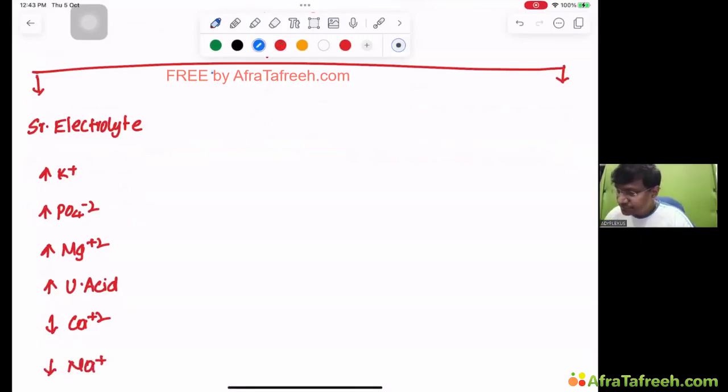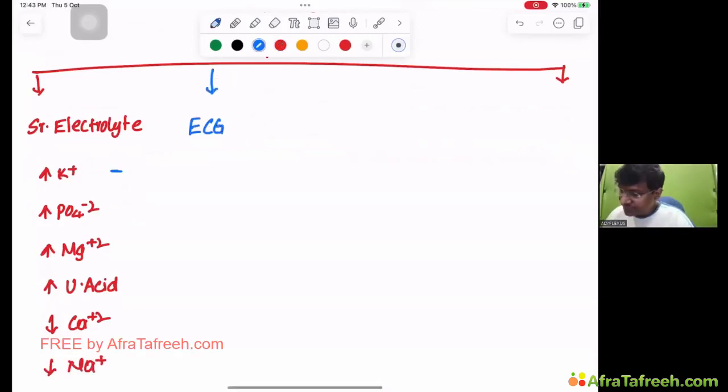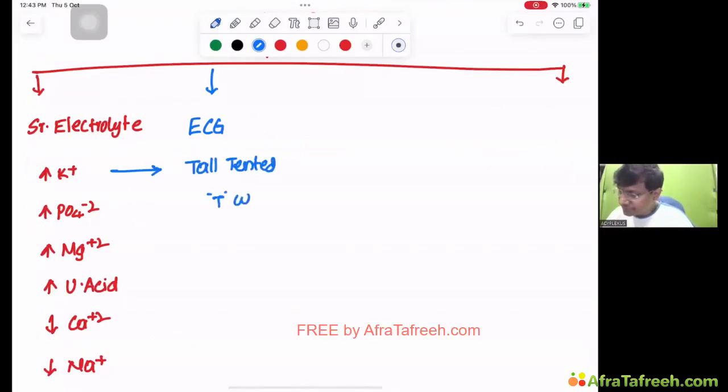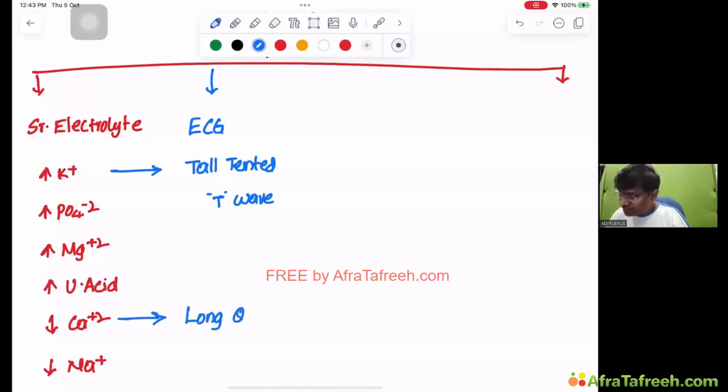Then these patients also have to undergo the ECG. Because of hyperkalemia, what can be the ECG changes? Tall, tented T waves. And because of hypocalcemia, what can be the ECG changes? There can be long QT interval. Okay, that will be the ECG changes.